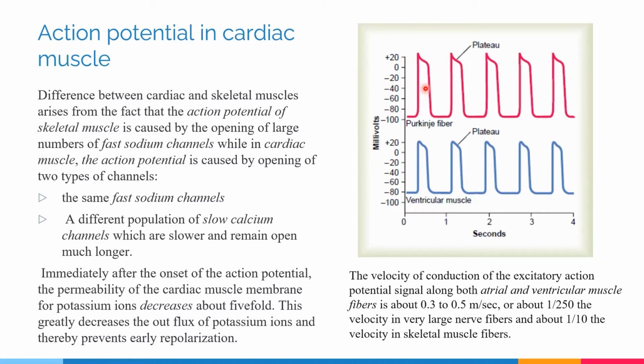Further, there is another point of difference between skeletal muscle and cardiac muscle, that is the velocity of conduction of excitatory action potentials. Action potentials travel through the atrial and the ventricular muscle fibers at about 0.3 to 0.5 meter per second, which is about 1/250 the velocity in very large nerve fibers, or 1/10 of the velocity in skeletal muscle fibers. Thus, the impulse also travels very slowly through the cardiac muscles as compared to the skeletal muscle fibers.